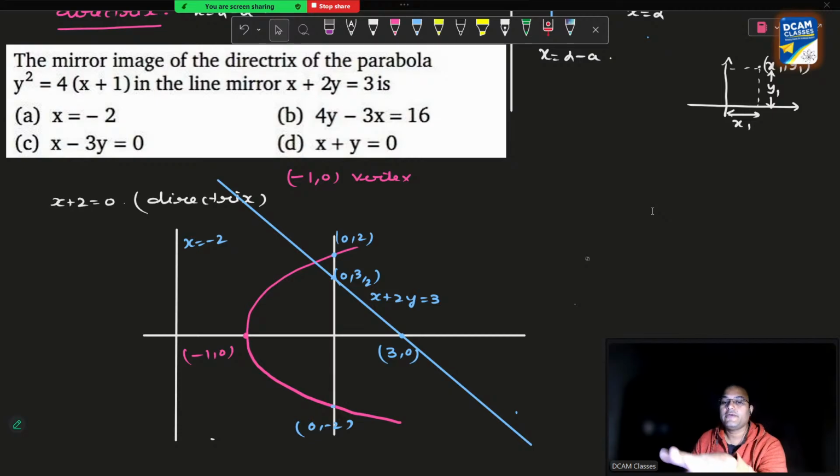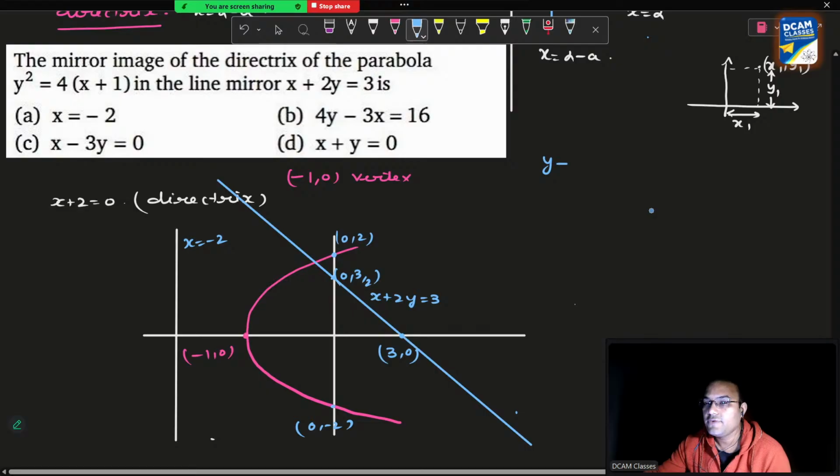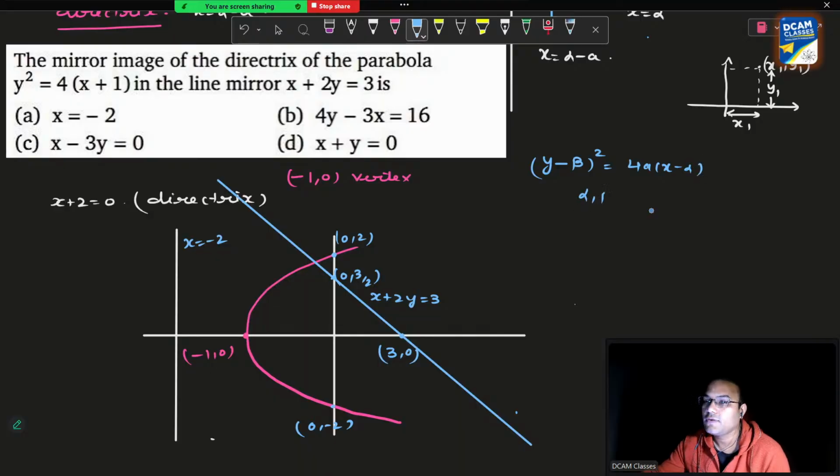Just for your help, I have plotted it, but it's not necessary that you plot it. Without plotting also, you can solve the question. That's not a problem. So how do we know that the vertex is (-1, 0)? You have to compare it. When the equation of parabola is (y minus beta) whole square is equal to 4a into (x minus alpha), the vertex is (alpha, beta).